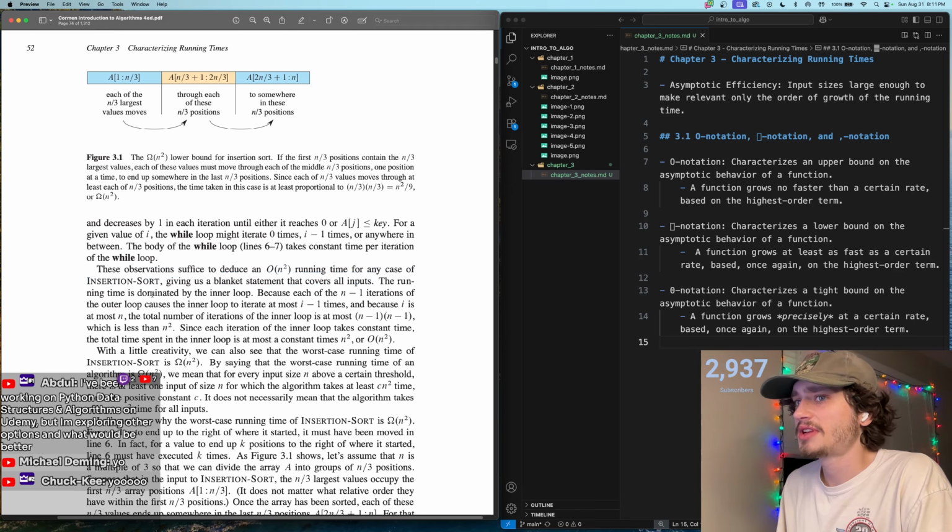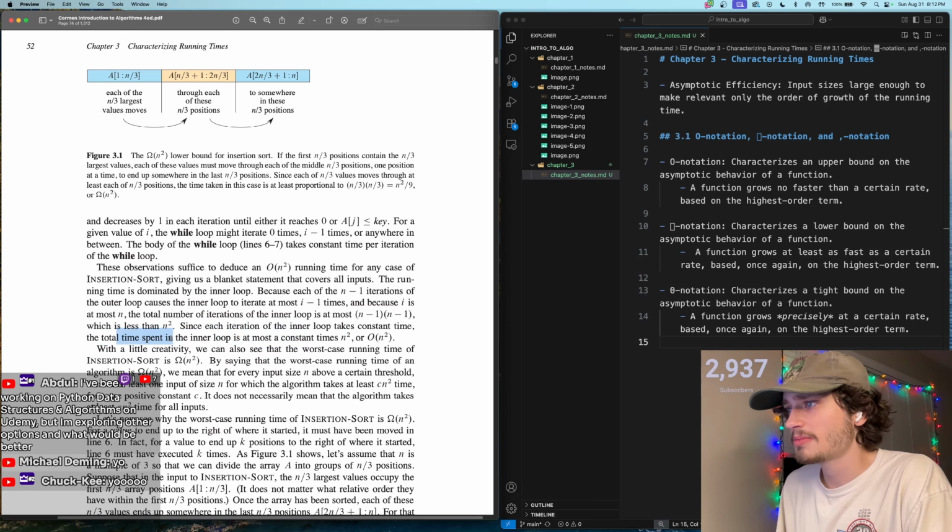The running time is dominated by the inner loop, because each of the n-1 iterations of the outer loop causes the inner loop to iterate at most i minus 1 times. And because i is at most n, the total number of iterations of the inner loop is at most n-1 times n-1, which is less than n squared. Since each iteration of the inner loop takes constant time, the total time spent in the inner loop is at most a constant times n squared, or O of n squared.